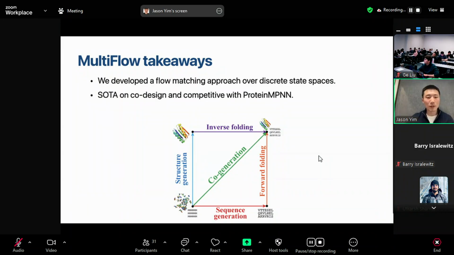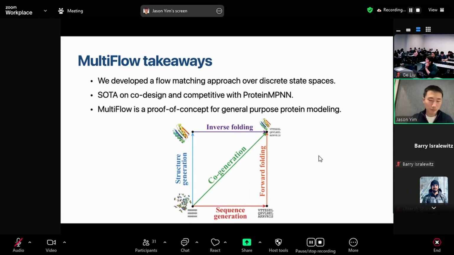And we're also state of the art on co-design and competitive with ProteinMPNN. And I think it's more of a proof of concept that I believe we're going towards this stage of trying to solve every protein modeling task jointly, rather than having a specific model for every single one of these arrows. As someone in biology, you don't want to have a model for each of these.